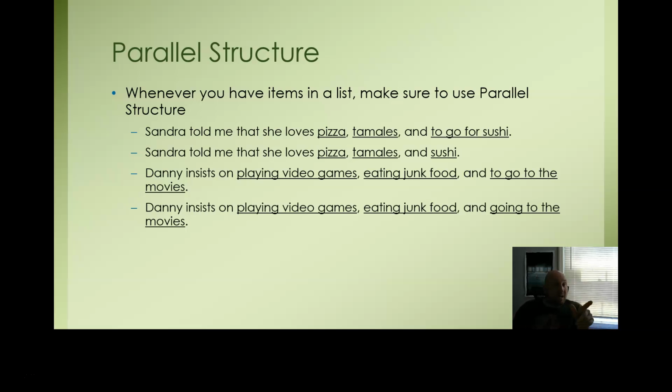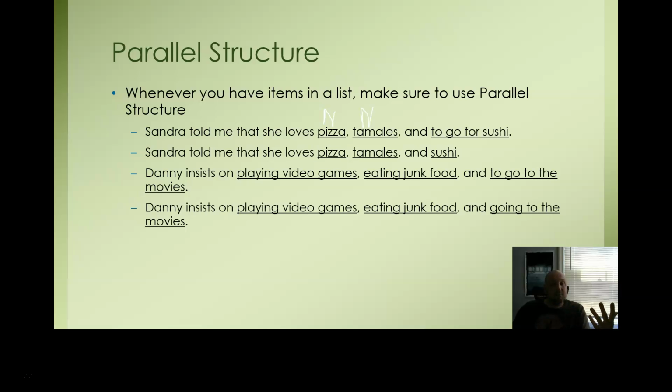So if we look at the first sentence here, Sandra told me that she loves pizza, tamales, and to go for sushi. So here we have a sentence that has a list. Now, the definition says each of these items should be the same part of speech used in the same way. So parts of speech, remember nouns, verbs, adjectives. We have pizza, which is a thing, which makes it a noun, right? We have tamales, which are things, which makes it a noun.